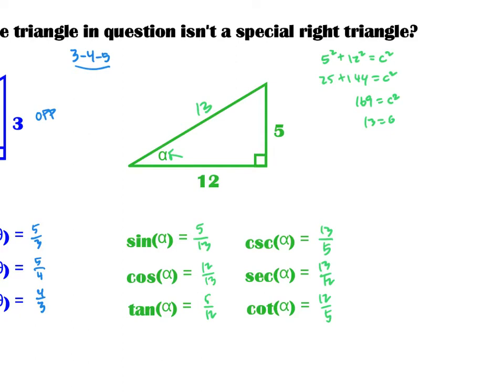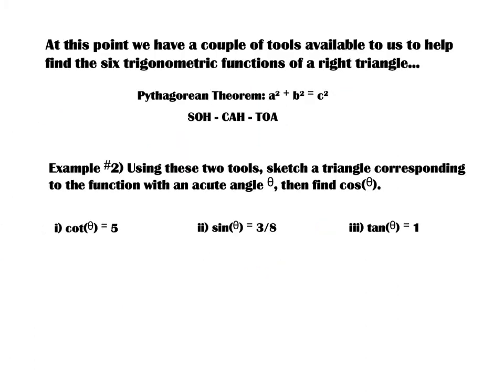Now, triangles can show up in the unit circle and don't use special right triangles, but with these in particular, it's useful to use the Pythagorean theorem. So let's go ahead and move forward and see what we got next. Okay, so a little bit of an overview of what we've just done, in addition to adding a different type of example to this topic. But at this point, we have a couple of tools available to us, and we're going to continue to add to these tools in order to help us find the 6 trig functions of a right triangle.